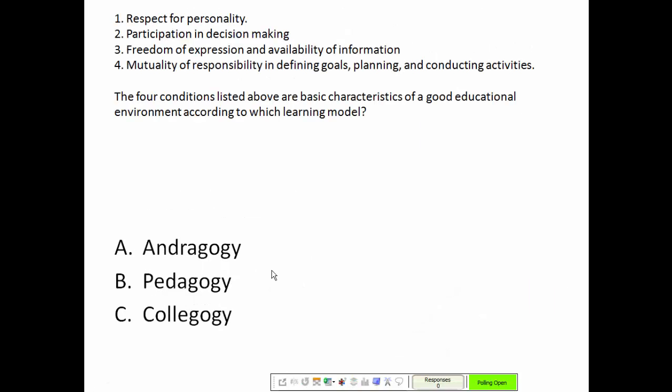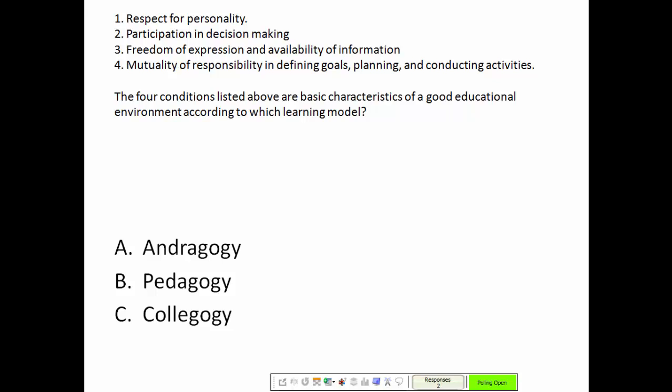Next question. We have a list here of characteristics. 1, respect for personality. 2, participation in decision making. 3, freedom of expression and availability of information. 4, mutuality of responsibility in defining goals, planning, conducting activities. The question then says the 4 conditions listed above are basic characteristics of a good educational environment according to which learning model? Is it A, andragogy, B, pedagogy, or C, colagogy? And so the students will then answer.